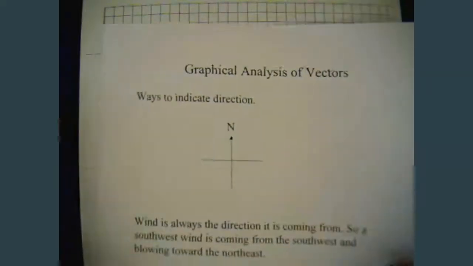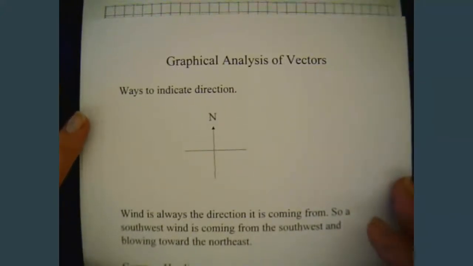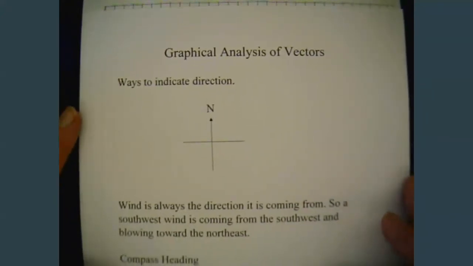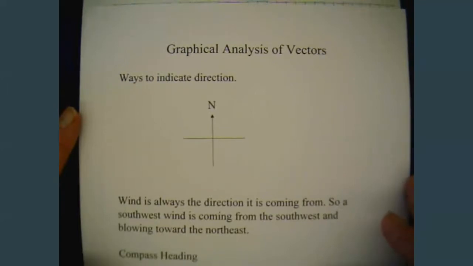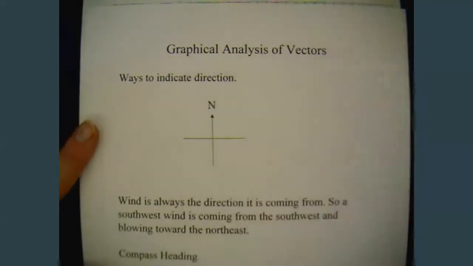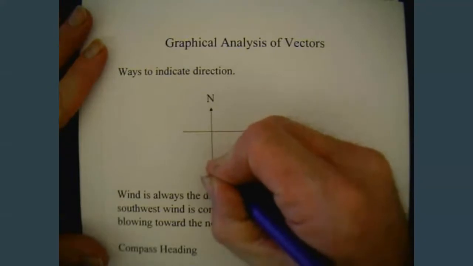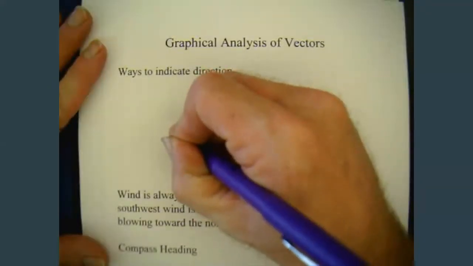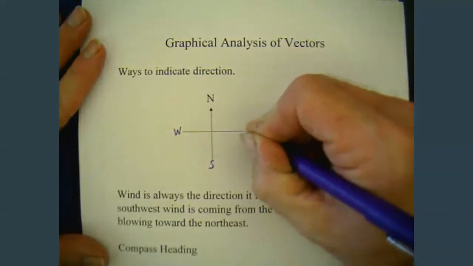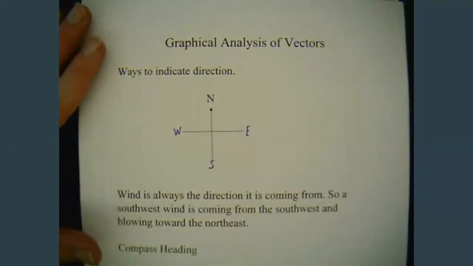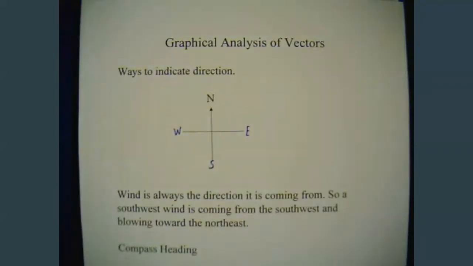So the first thing that we're going to do is figure out ways to indicate direction. There are a couple of different ways that we can indicate direction. You always want to start out with your crosshatch here and at least have the north on it. I'll switch to a different color just so it shows up a little better on the video. South, and of course west and east. These are perfectly acceptable ways of indicating different directions.